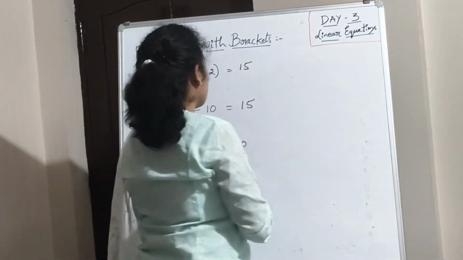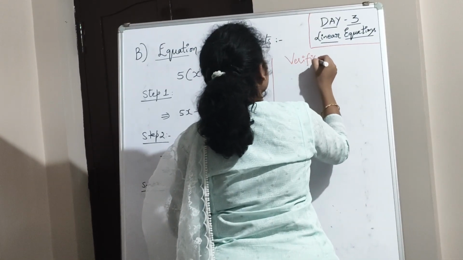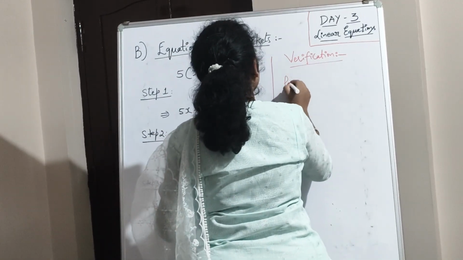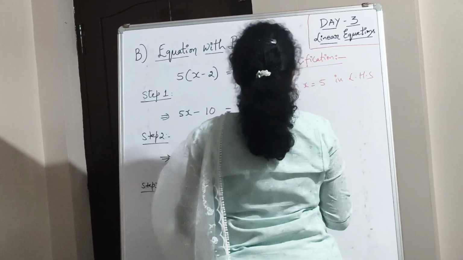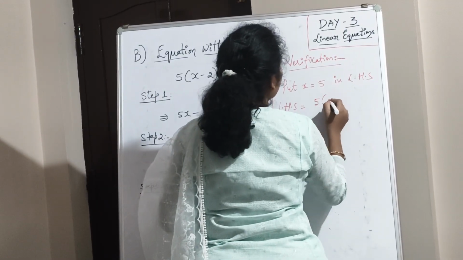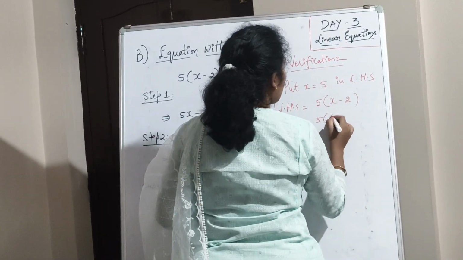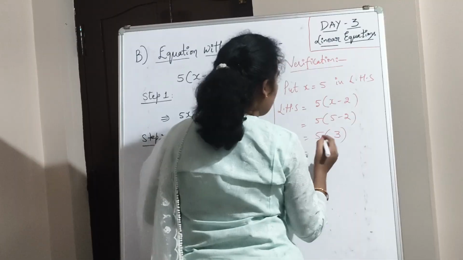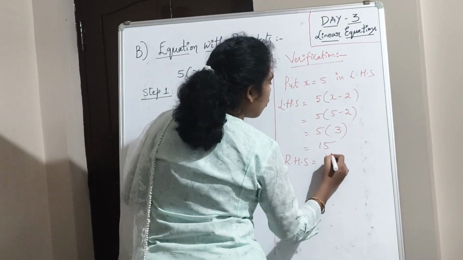So how do we verify? Verification. Put x equal to 5 in LHS. So what is our LHS? LHS is equal to 5 into (x minus 2). So we have x equal to 5. So 5 into (5 minus 2) is 5 into 3. 5 threes are 15. Now what do we have on the RHS side? RHS is equal to 15.